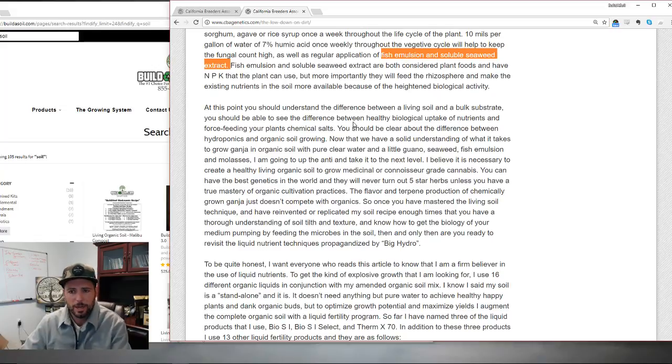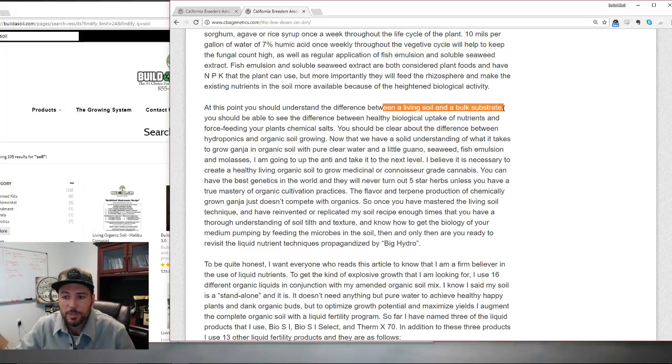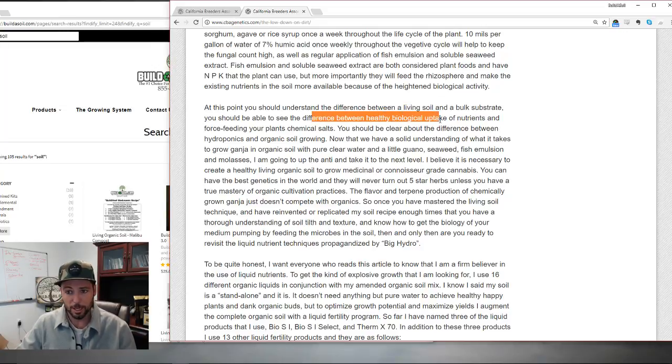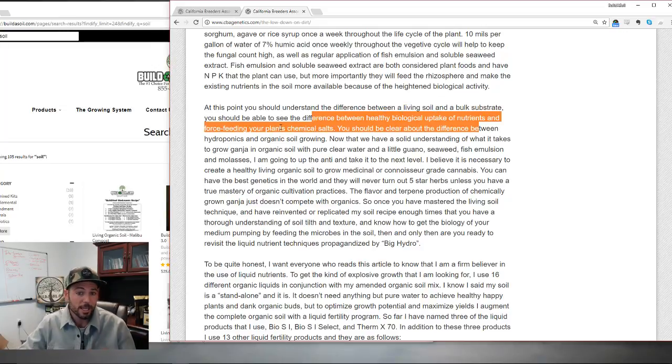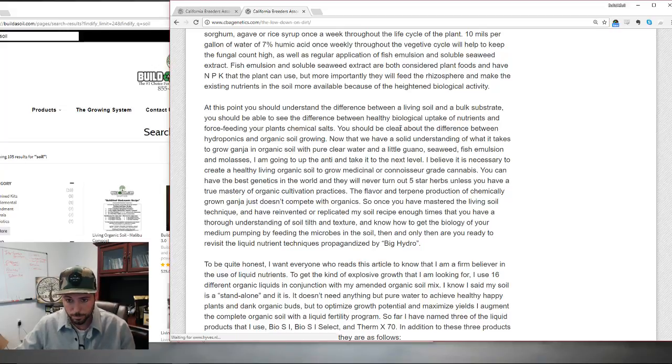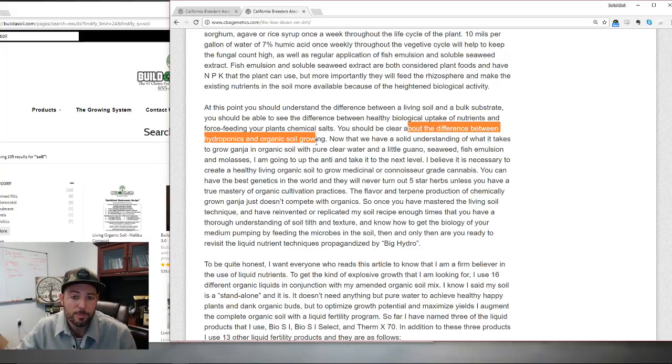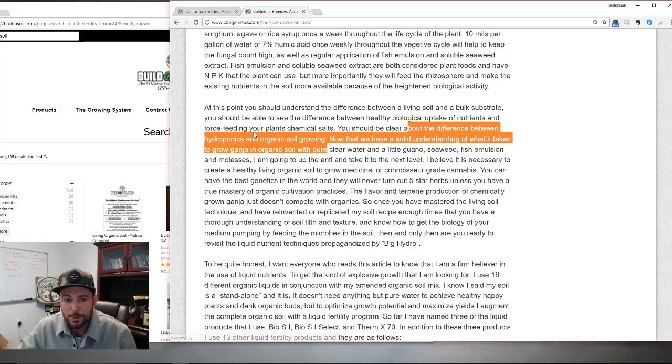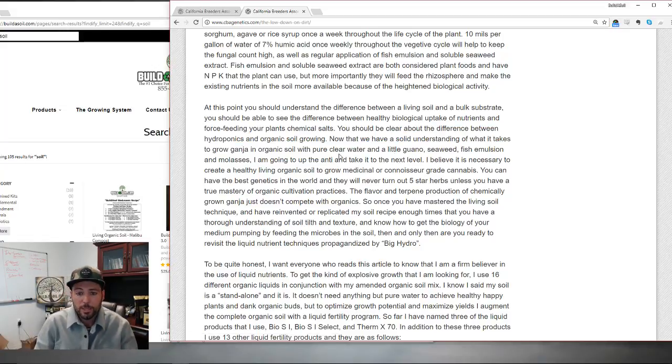At this point, okay, you should understand the difference between a living soil and a bulk substrate. You should be able to see the difference between healthy biological uptakes of nutrients and force feeding your plants chemical salts. You should be clear about the difference between hydroponics and organic soil growing. Now that we have a solid understanding of what it takes to grow ganja in organic soil with pure clean water and a little bit of extras, right?